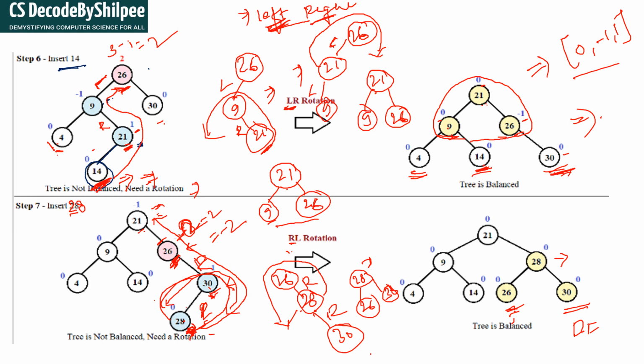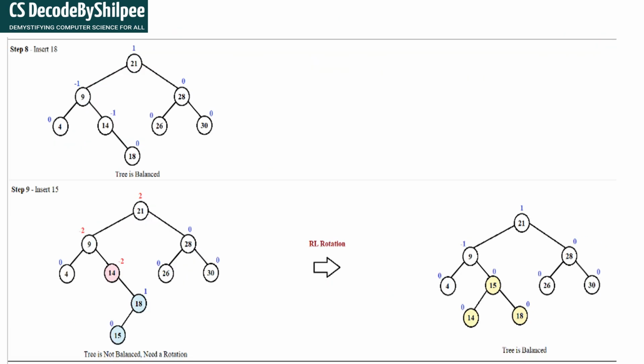Now I'm going to insert another element, 18. For 18, the same procedure. I will check from the root: is 18 less than 21 or greater than? Here 18 is less than, so come to the left part. Is 18 less than 9 or greater than? It's greater than, so come to the right part. Is 18 less than 14 or greater than? 18 is greater than, so 18 is inserted.